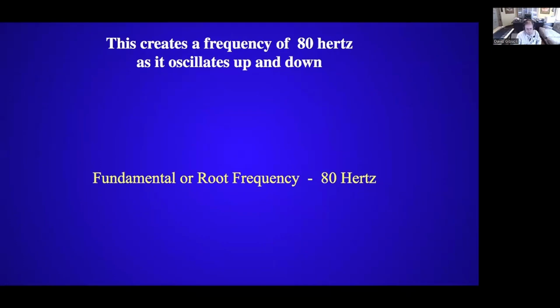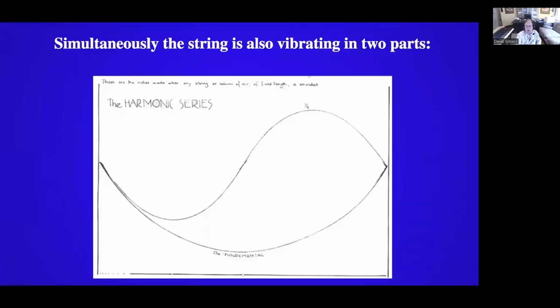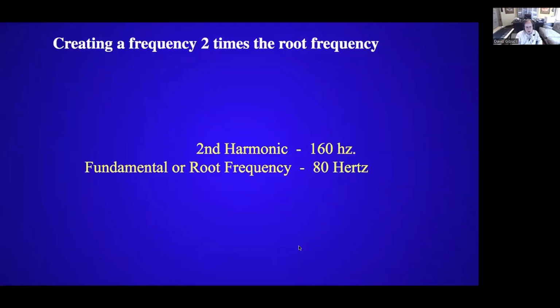But the string's also vibrating in two parts. Half of it's going up and down and the other half's going up and down, while the whole thing is going up and down at the same time too. The wavelength of the second vibration, which is half the length of the string, is going to be double the frequency. Half the length, double the frequency. So that second harmonic is 160 hertz.